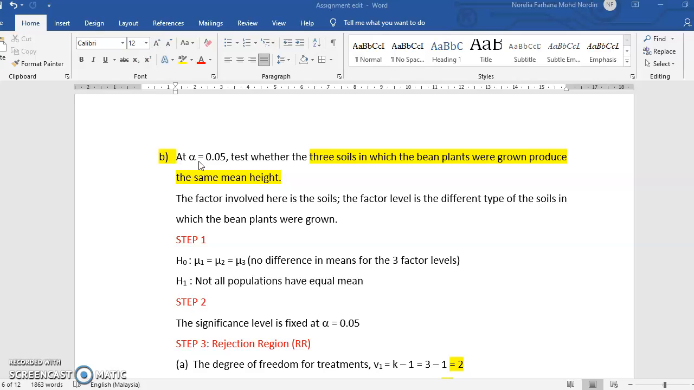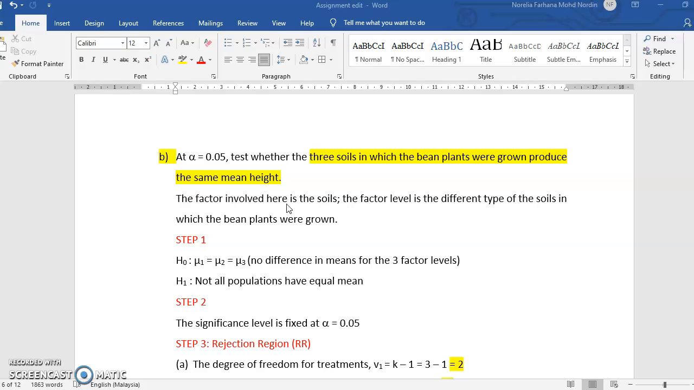Question 2b. At alpha equal to 0.05, test whether the three soils in which the bean plants were grown produce the same mean height. To test this claim, you can use ANOVA. As I mentioned before, ANOVA can be used to test whether the means of the sample data, in this case height of bean plants, from 3 different populations, which is 3 different soils, are equal or not.